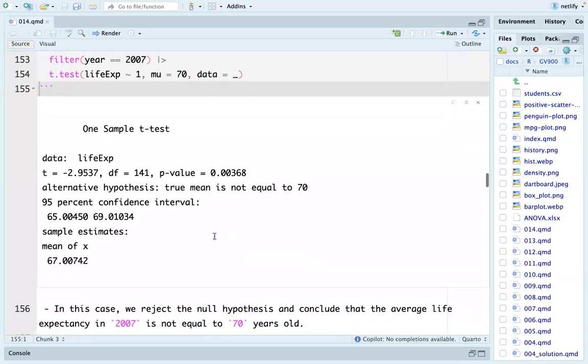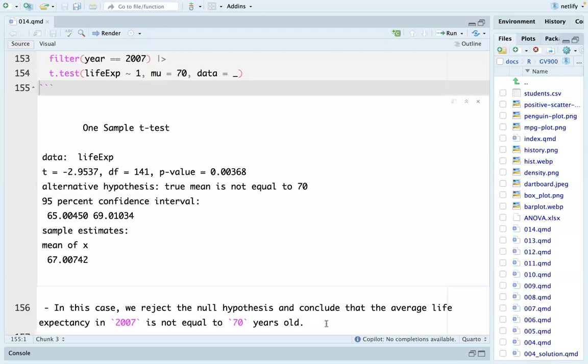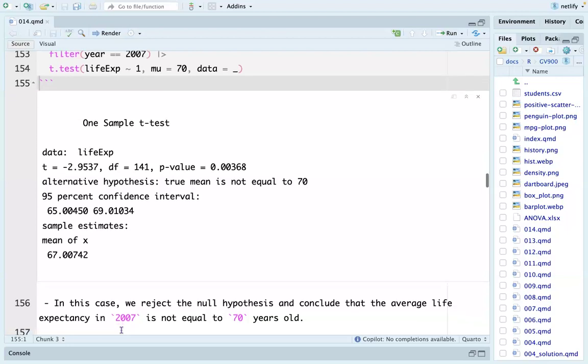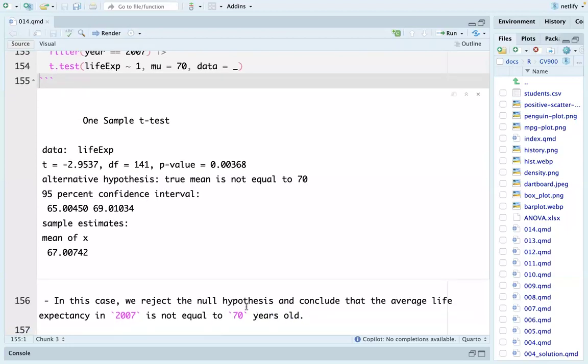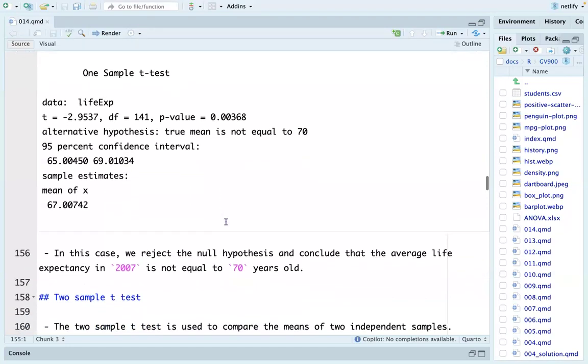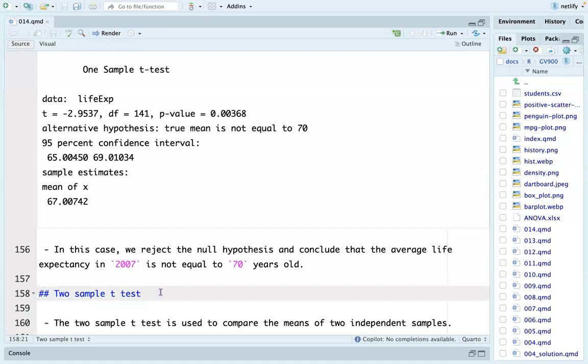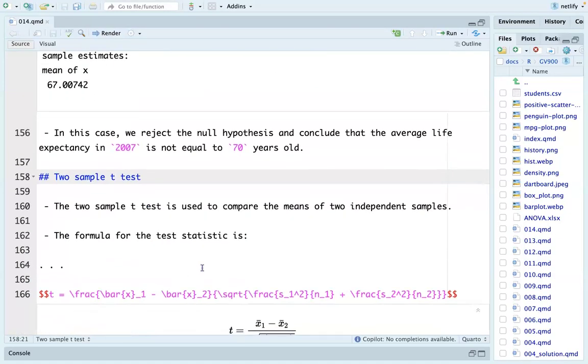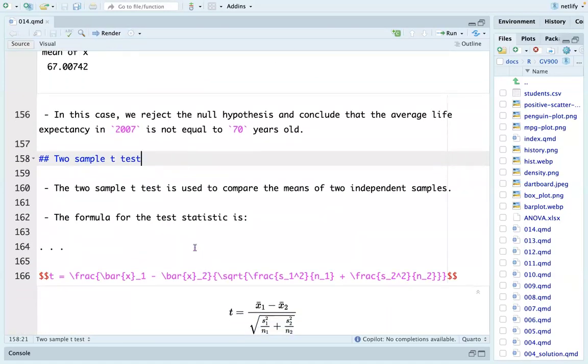So in this case, we reject the null hypothesis and conclude that the average life expectancy in 2007 is not equal to 70 years old. Actually, it is 67, and the 95% confidence interval is between 65 and 69, which does not cover 70 years old. So we reject the hypothesis. Okay, that is the one sample t-test.